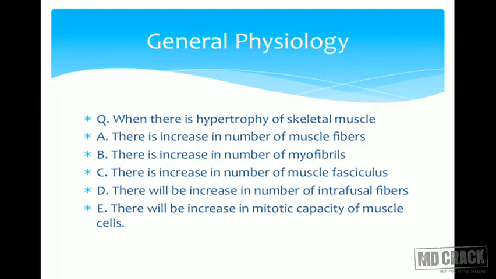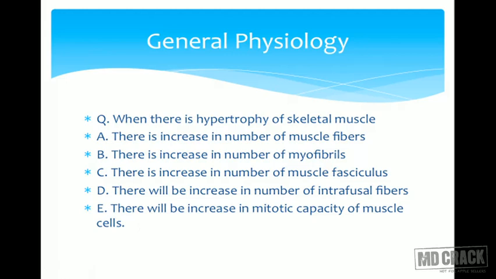Going to the next question. When there is hypertrophy of the skeletal muscle, there is an increase in the number of muscle fibers, an increase in the number of myofibrils, an increase in the number of muscle fasciculi, an increase in the number of intrafusal fibers, and an increase in the mitotic capacity of the muscle cells. So what do you think is the correct answer?